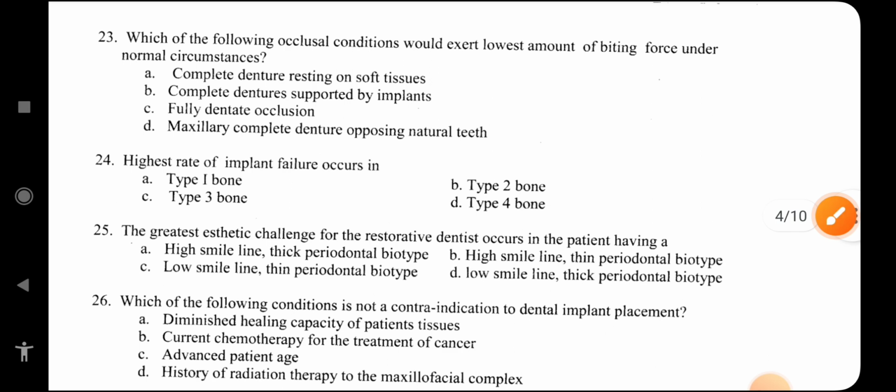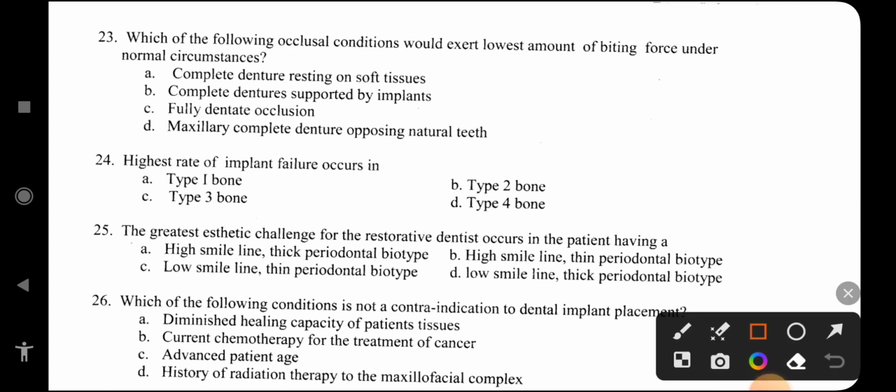Next question is, which of the following occlusal condition would exert lowest amount of biting force under normal circumstances? Options are complete denture resting on soft tissue, complete denture supported by implants, fully dentate occlusion, or maxillary complete denture opposing natural teeth. And the correct answer is complete denture resting on a soft tissue.